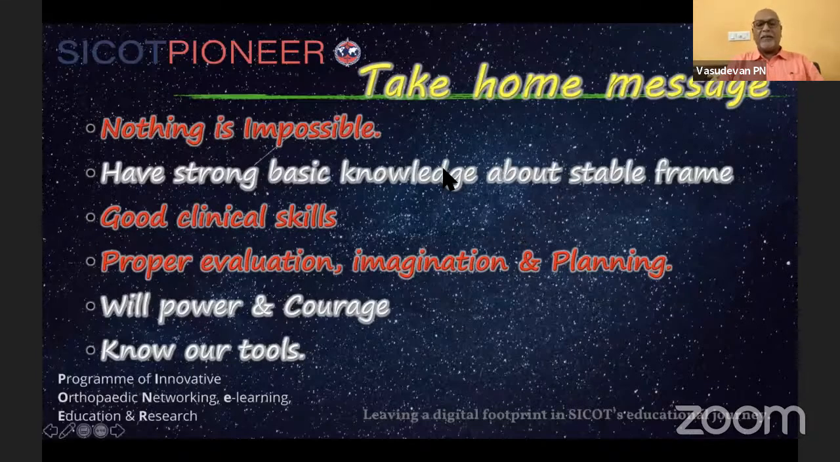So the take home message is, nothing is impossible. Even if it looks like a very crooked deformity, you can still correct it. You can get a good mechanical axis. You don't have to just improve it. We can make a perfect mechanical axis correction.